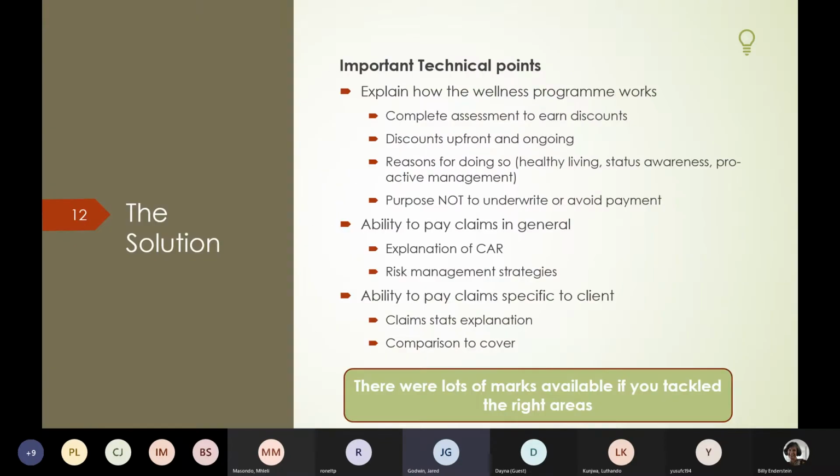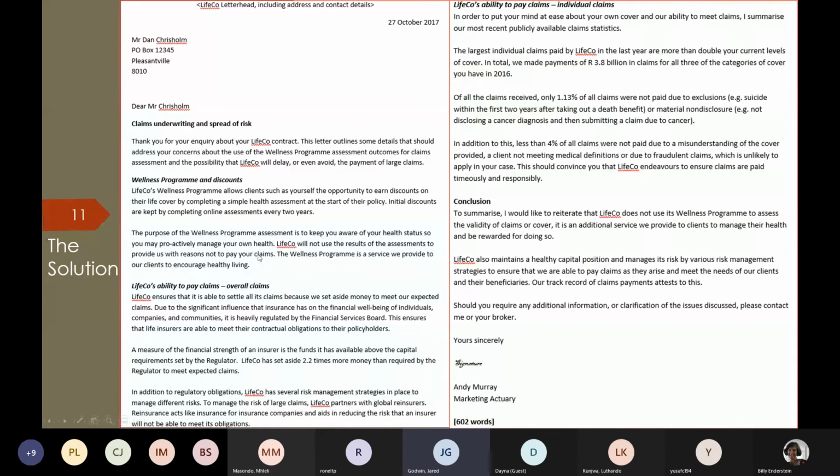And if I went back to the solutions, we look here: the purpose of the wellness program assessment is to keep you aware of your health status so you can proactively manage your own health. Now you've seen my marking sheet, you know that was worth 2 marks. They will not use the results of the assessment to provide us with reasons not to pay your claims. That then is your 3 marks.